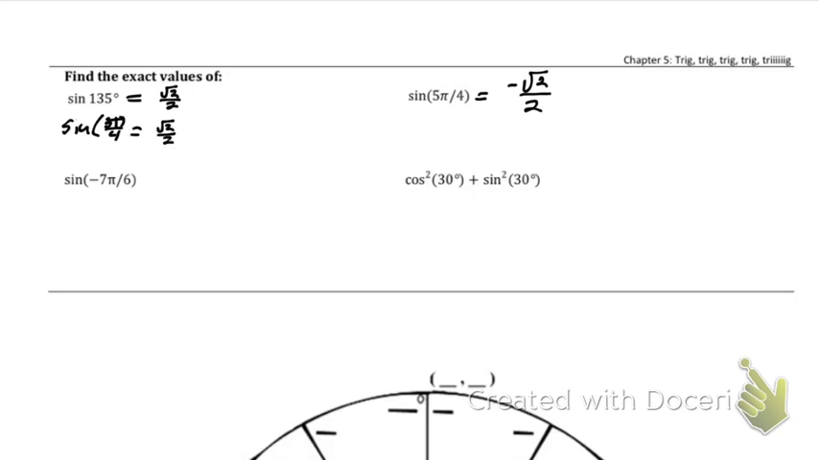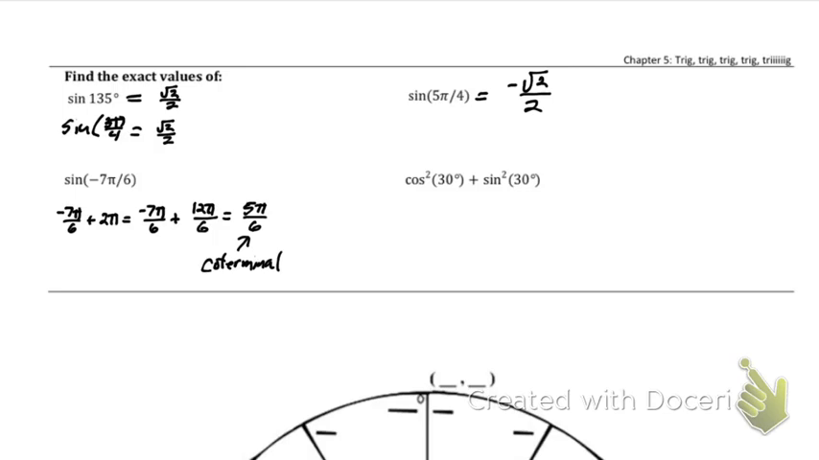So we're going to find a coterminal angle. We have negative 7 pi over 6, and I'm going to add 2 pi. Well, I need a common denominator. So negative 7 pi over 6 plus, to have 6 as a denominator, I need to multiply the top and bottom by 6. That'll give me 12 pi over 6, and that's going to equal 5 pi over 6. Remember, that is a coterminal angle.